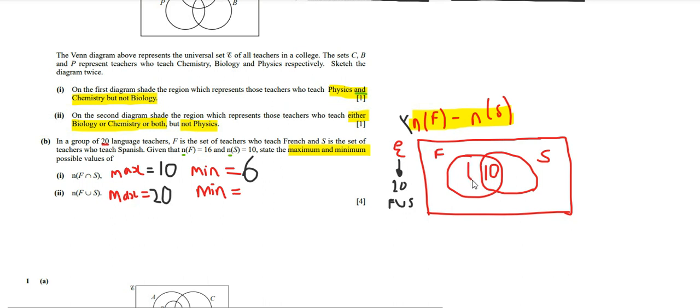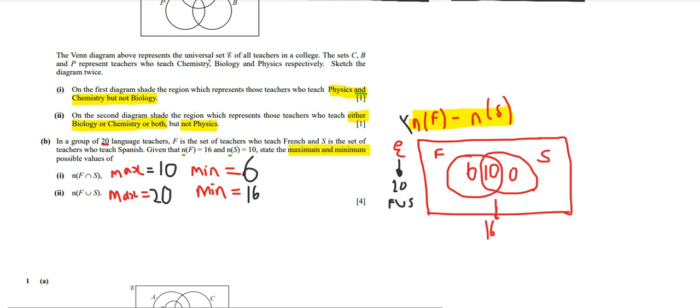That would give us 6 over here, right? And 0 here. So 10 plus 6, 16, right? So over here, if we consider this situation, the number of F union S, sorry, is 16. So F union S is 16. And that actually is, in fact, the minimum possible value we can have.